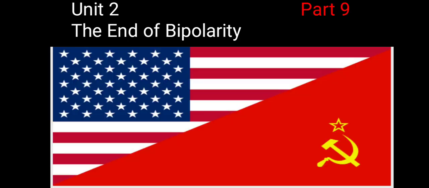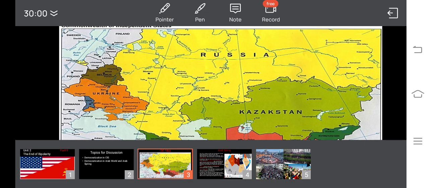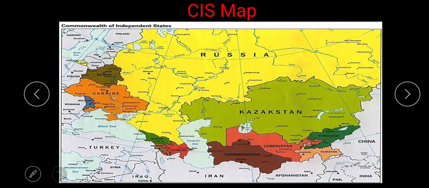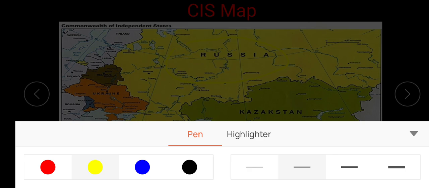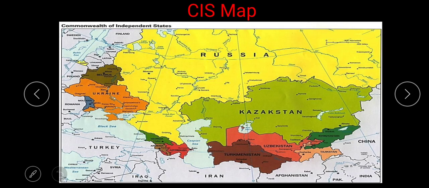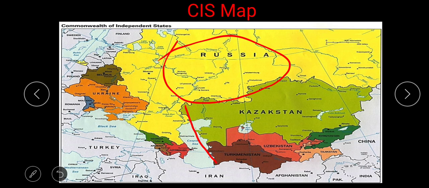Let me show you now. So here is the total of 15 countries we had. This is Russia. Then from here start the Central Asian countries, I think you know. These are Turkmenistan, then Uzbekistan, after that Kyrgyzstan, then Tajikistan and Kazakhstan. These are the 5 Central Asian republics.